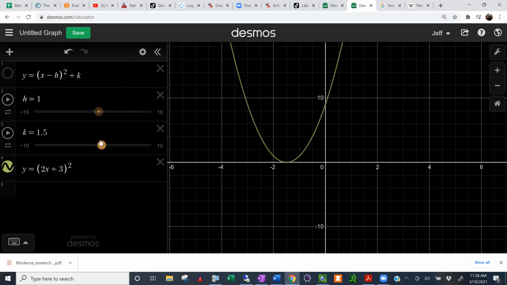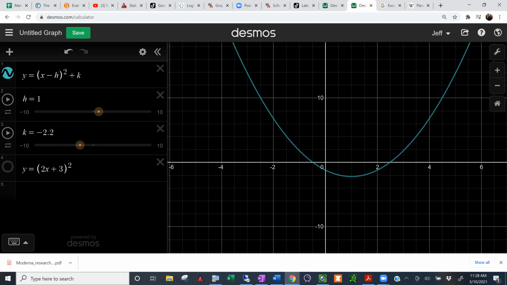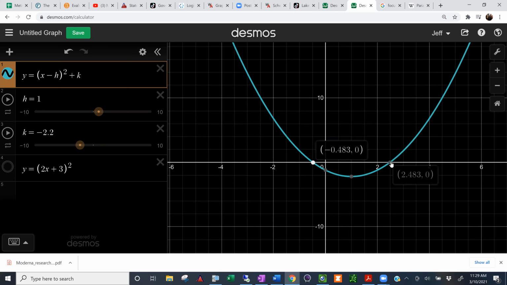Now, the number of solutions you get is going to depend on the particulars of your graph. So in this case, you can see that I've got 2 solutions here, one here and one here. The graph crosses the x-axis at 2 places. But that's not always going to be the case.